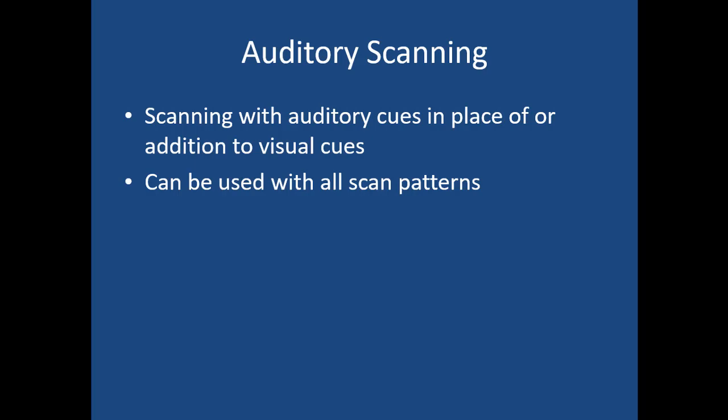I also want to say that many of us have learned about visual scanning. Auditory scanning is also an option. So scanning with auditory cues that come from the AAC system can provide additional feedback for the user. And those cues can be provided in place of or in addition to visual cues and be used with all scanning patterns. So if somebody's a candidate for scanning, but they have a severe vision issue, they don't necessarily have to rule out the opportunity of scanning. And the same thing with auditory fishing, you don't necessarily have to rule out the opportunity for direct selection.